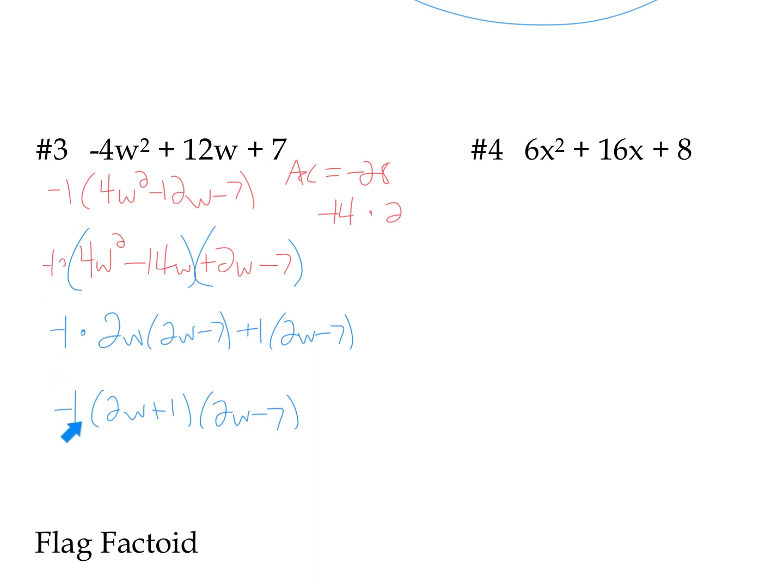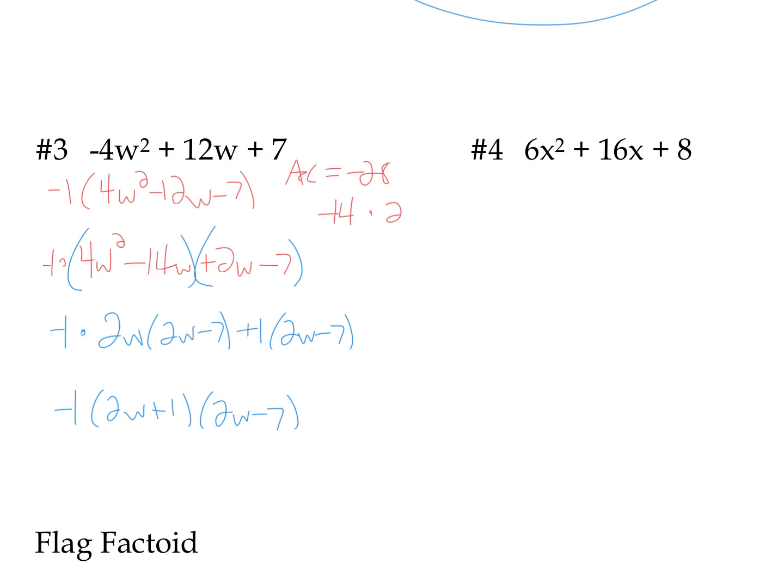So don't forget that negative 1 we factored out is still part of our final factored form. We need that to get back to the original polynomial if we're going to multiply it all together. In the next example, we've got one with a greatest common factor, so let's factor that out, other than just a negative sign in the last one.